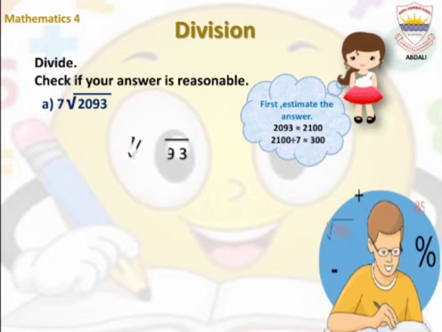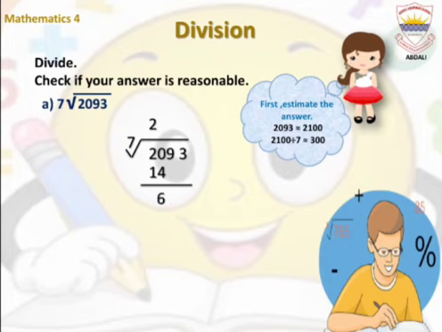Student, now what do we do? Now we divide our question 2093 by 7. Students, let's start to divide. 7 twos are 14. We write 14 under 20. Now student, we subtract 14 from 20. When we subtract 14 from 20, we get 6.